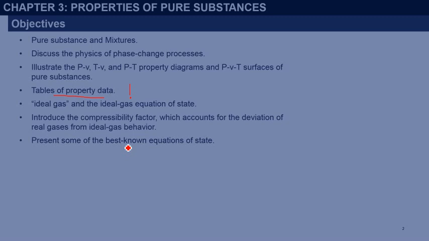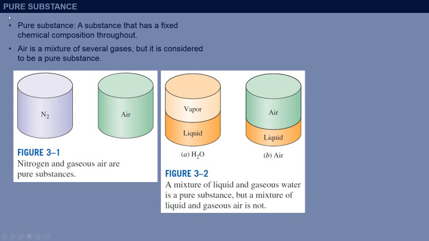Pay special attention to discussing tables or property data, because we are going to use it extensively throughout the entire course. If you cannot read the property data tables, you are not going to survive this course. So make sure that you understand how to read property tables. And towards the end of the lecture, we are going to distinguish ideal gases and real gases, what the difference between them is, and how to calculate that difference.